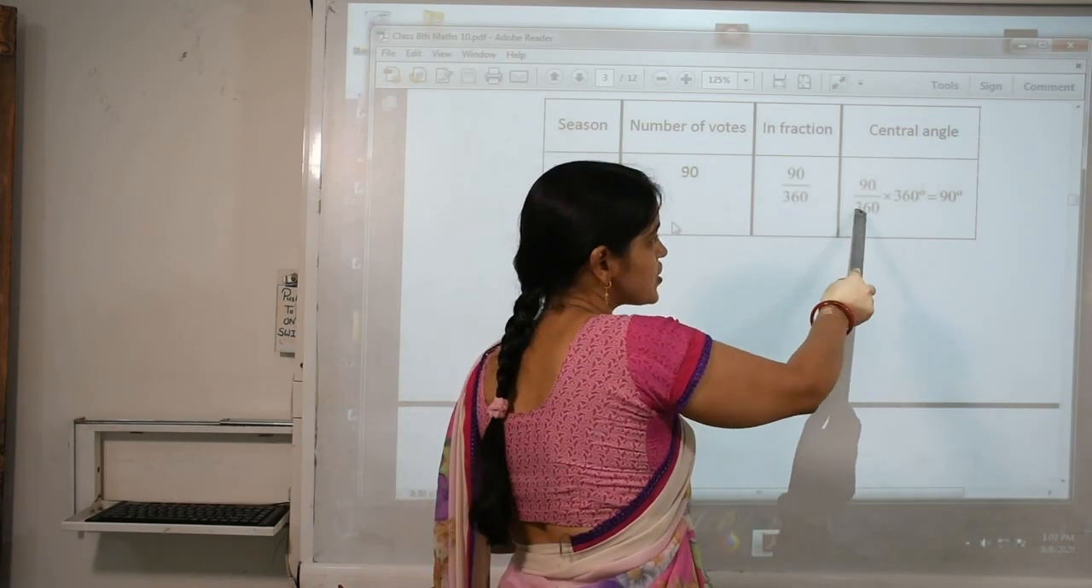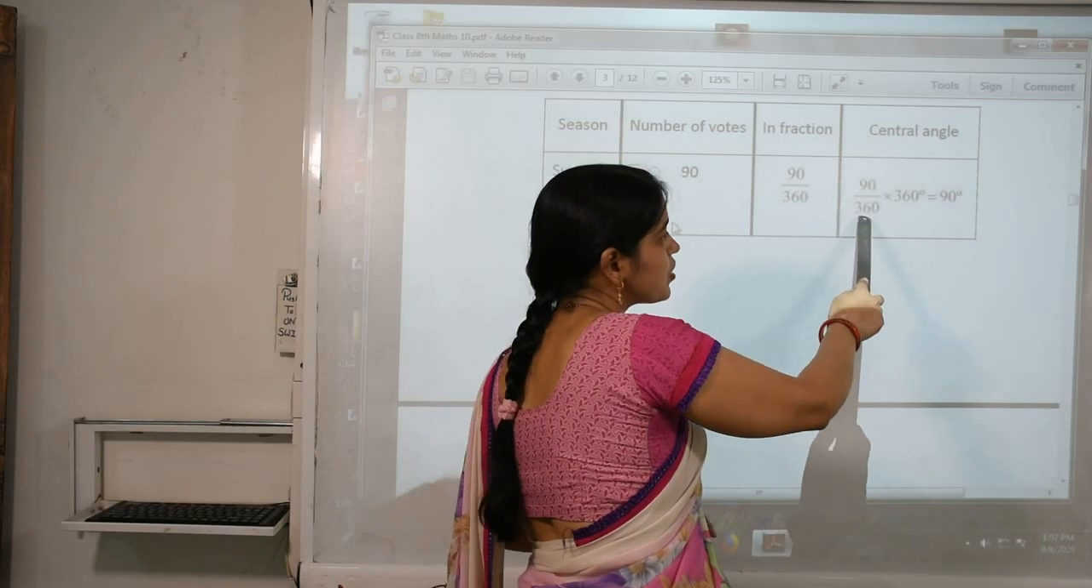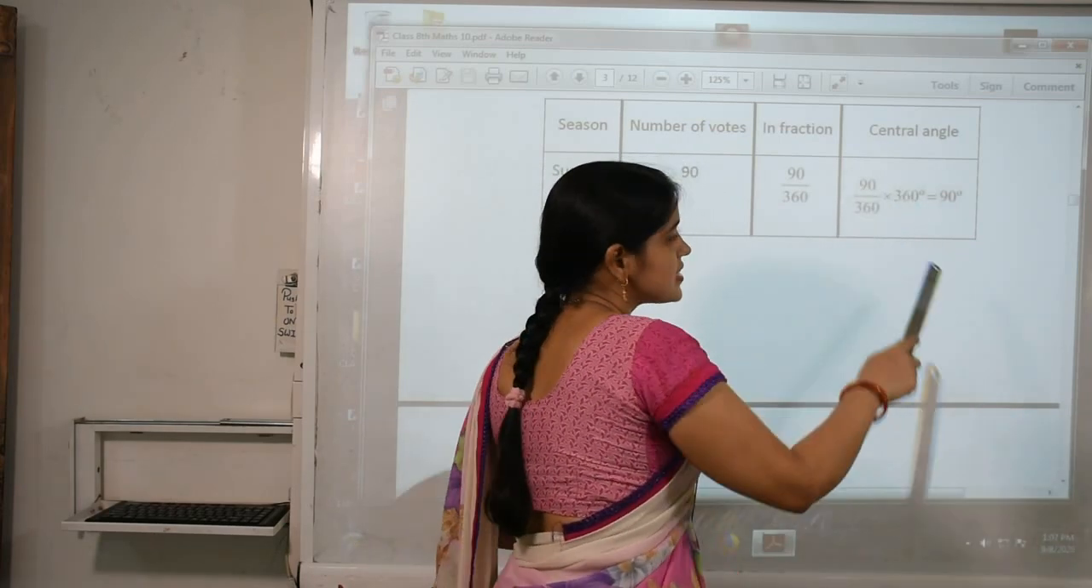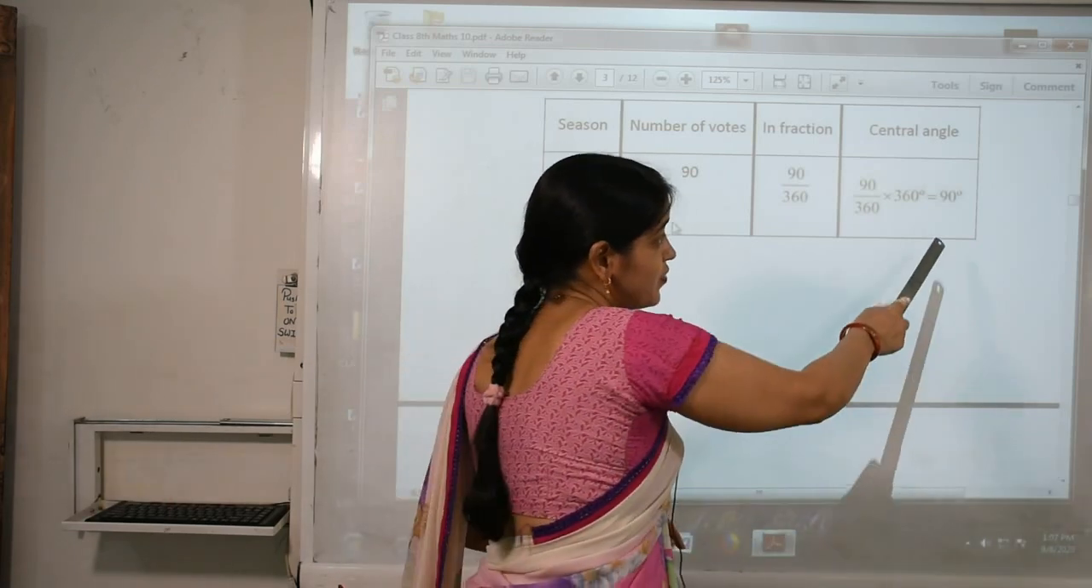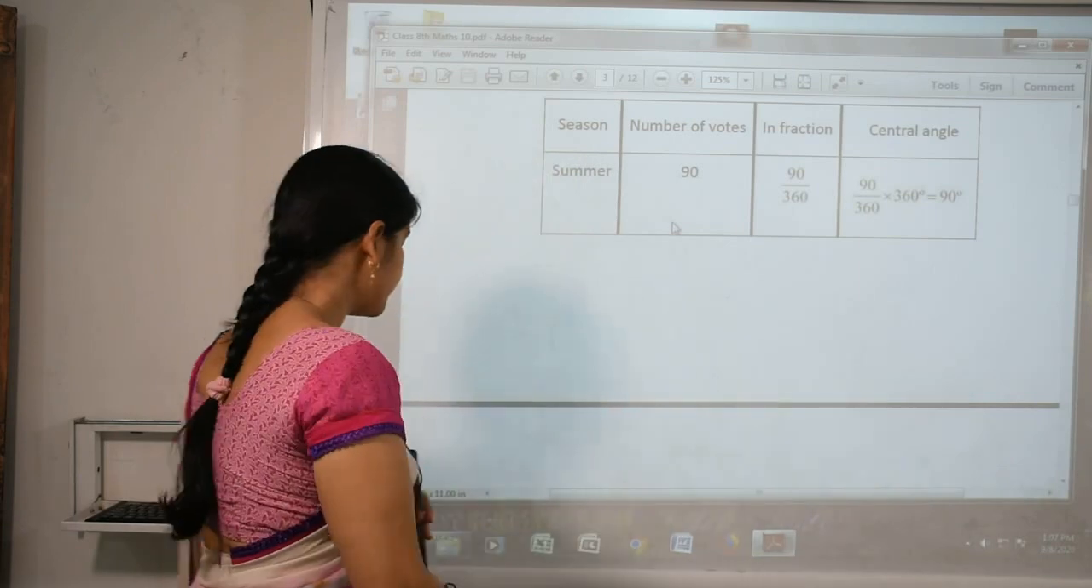So here this fraction gets multiplied by 360 degrees. So 90 upon 360 into 360. So 360 and 360 get cut and we get our first angle, that is 90 degrees.